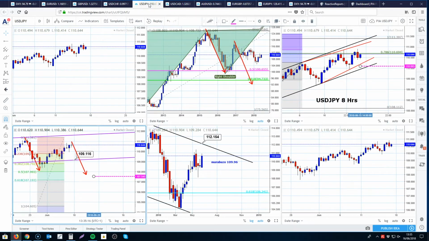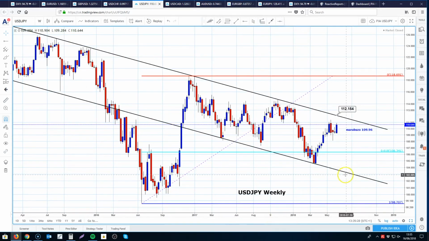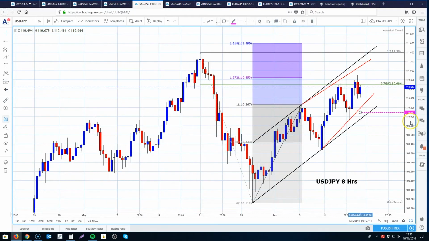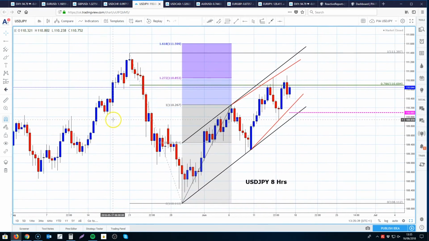Dollar yen, I suppose this is probably the most important time frame, if you like, for dollar yen. We're moving up within this channel formation. We've got a Marubozu level, which is the midpoint from the open and the close at 109.96, and that's quite important if bears return this week. And if we go to the 8-hour chart, we can see that we've got the potential of an ending wedge pattern. So that's the red lines here.